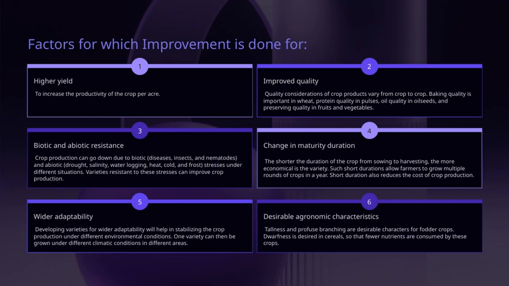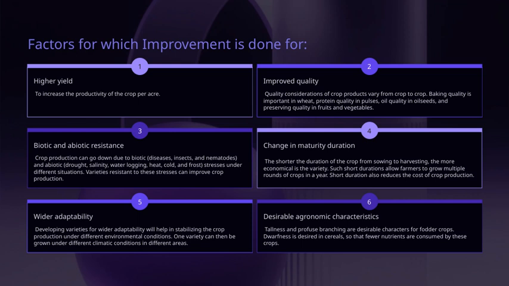Another important aspect is wider adaptability. By developing varieties that can thrive under different environmental conditions, we can help stabilize production across various regions. Essentially, one variety can be grown in multiple areas with diverse climatic conditions, making farming more flexible and reliable. We also aim to improve the quality of crop products. Different crops have different quality parameters, like baking quality in wheat, protein content in pulses, oil quality in oilseeds, or preservation quality in fruits and vegetables. Improving these qualities adds value and meets consumer needs better.